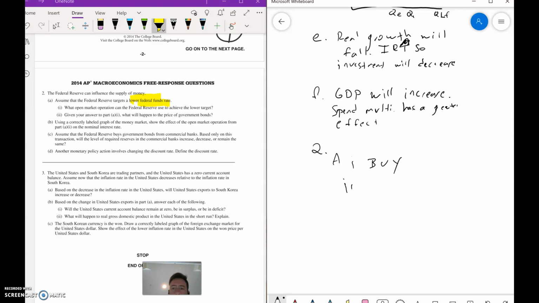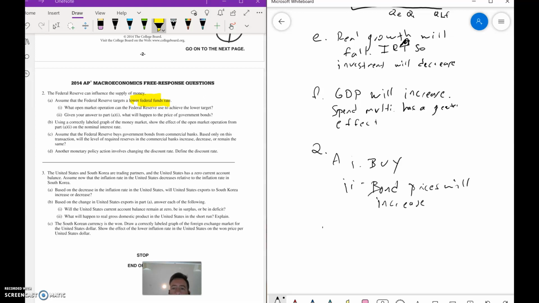And 2, what happens to the price of government bonds? Remember, there's an inverse relationship between interest rates and bond prices. So in this example, it's causing interest rates to decrease. So the price of bonds, we write bond prices will increase.